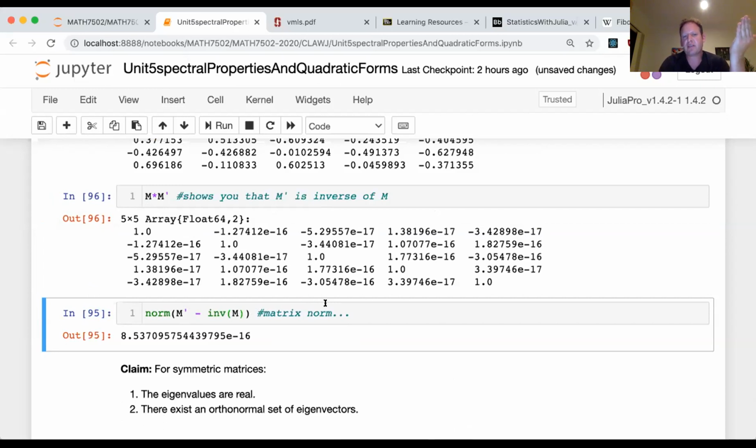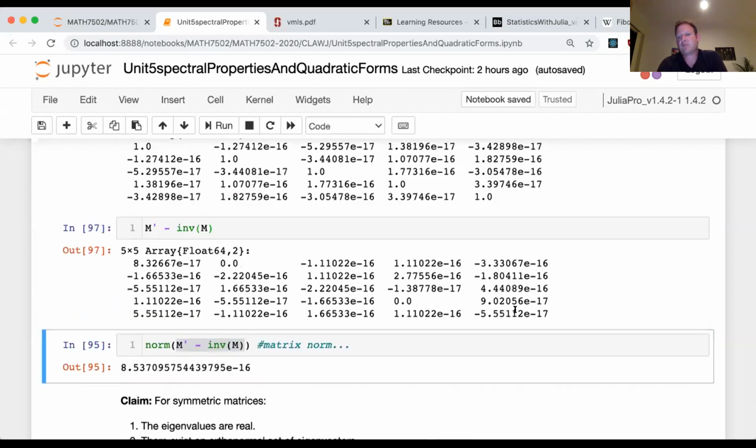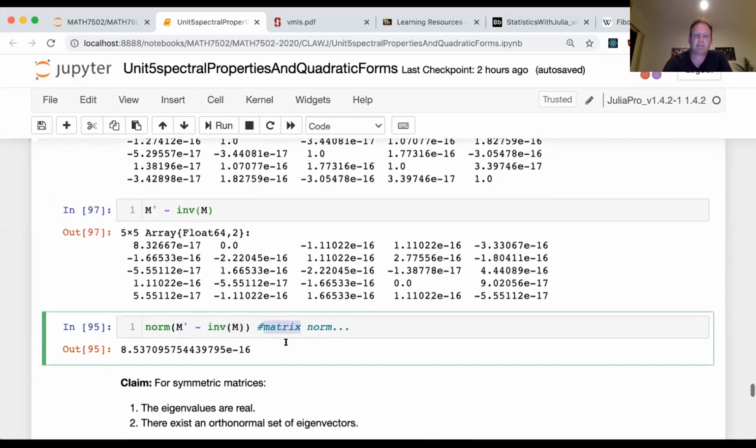This, by the way, is something called a matrix norm. So in Julia, we applied norm on it. You see, I'm applying norm on this matrix, which is a difference of two matrices, and I just want to make sure that this is really all zeros. Okay, so that's what it is. We didn't get to matrix norms yet, but we will.